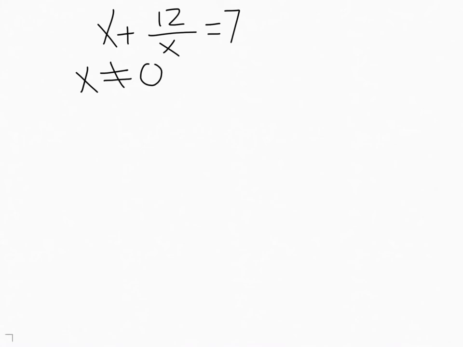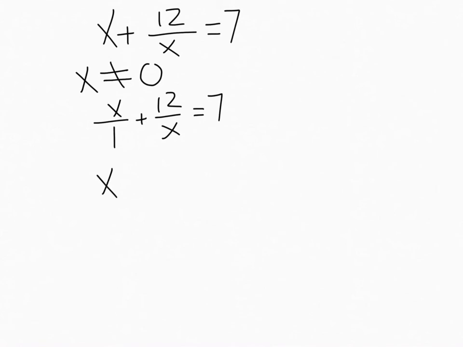Next, what's the least common denominator for this term? So that's x over 1 plus 12 over x equals 7. What's the least common denominator between 1 and x? Is it going to be 1 times x? So let's go ahead and multiply everything by x.